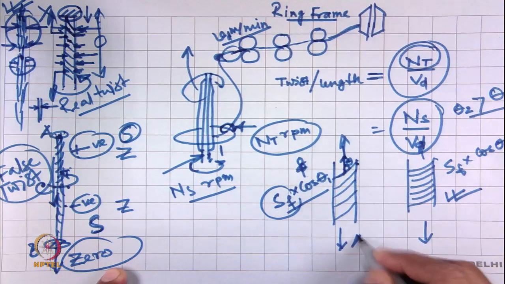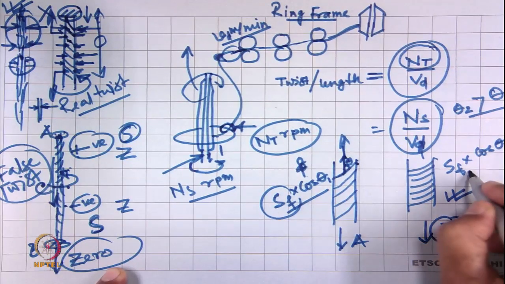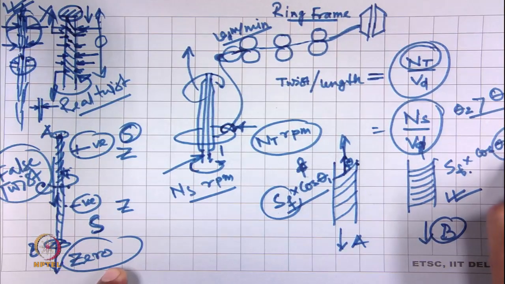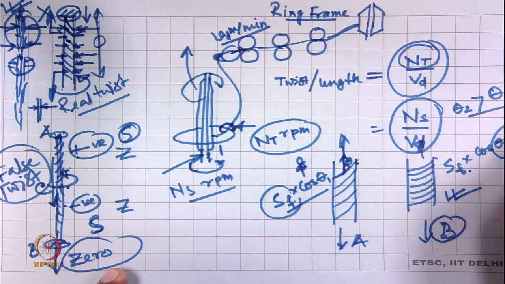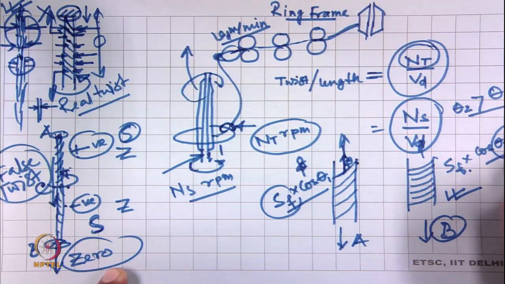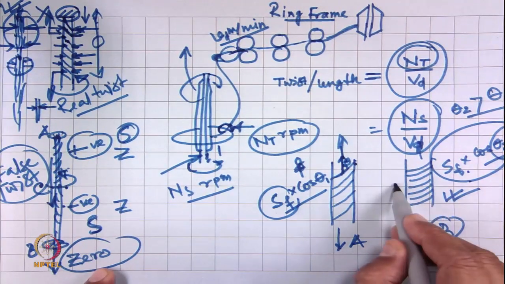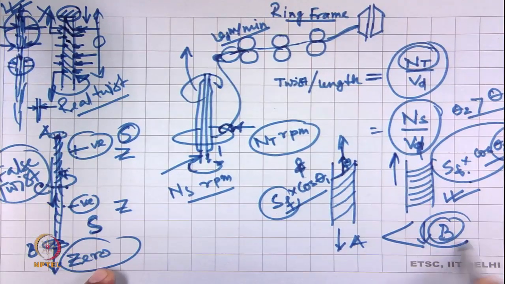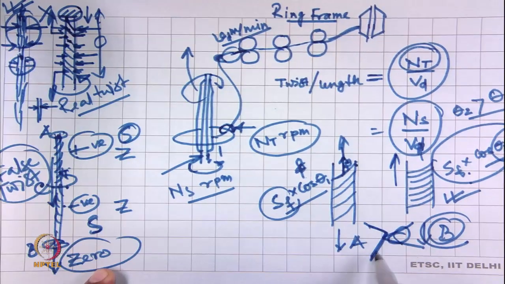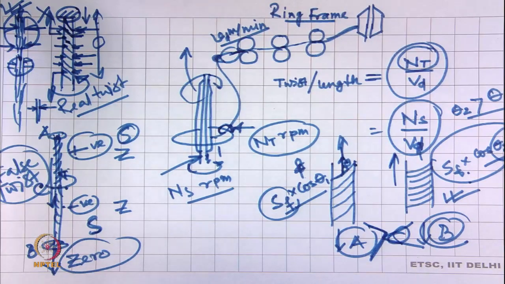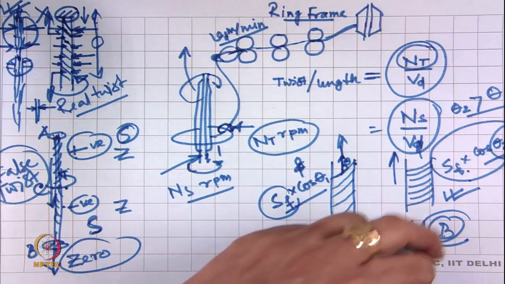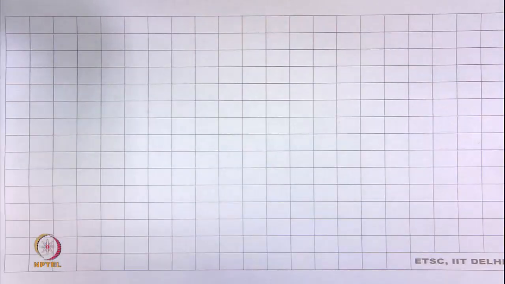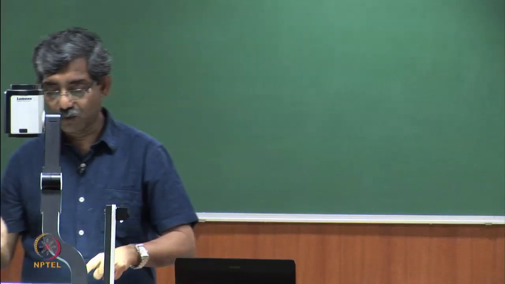This is yarn A, yarn B. So, in yarn B, as the angle theta is larger, the cos theta component will be less. So, the total contribution towards the yarn strength will be less in the case of yarn B. This is yarn A, its angle is less, so its contribution will be more. So, you will see here we have two different contributions.